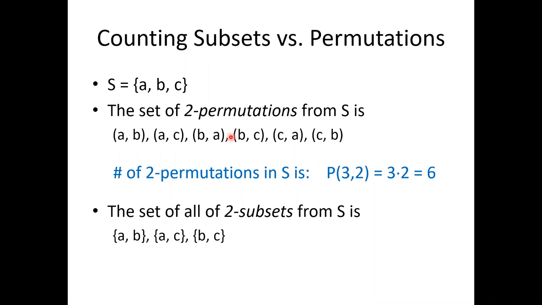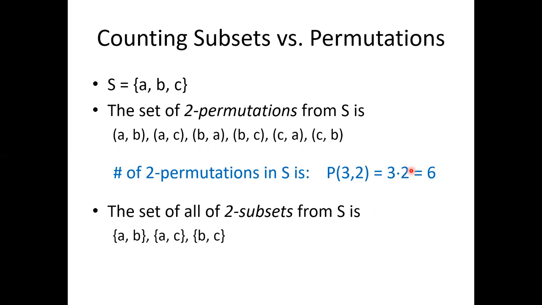So the number of these ordered tuples of length two is the number of 2-permutations. So it's basically three times two, six, right? Because there are three ways to choose the first one: A, B, C. And for each choice of the first one, I have two ways to choose the second one. So here is B and C if I chose A, here is A and C if I chose B, and here is A and B if I chose C. So in every case, it's always two.